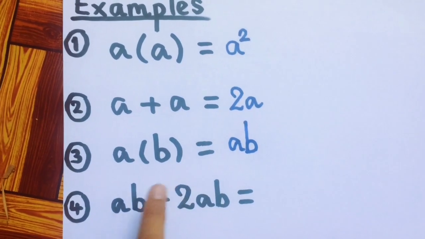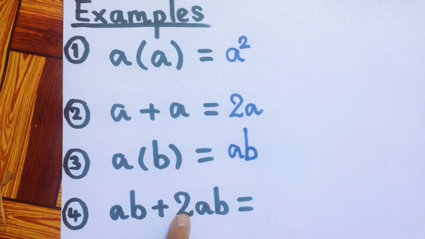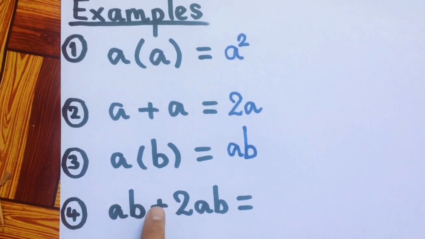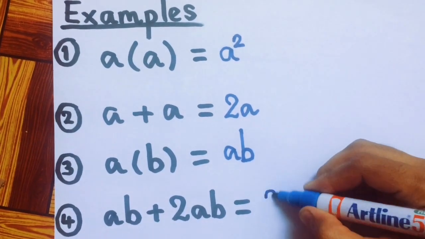And finally, for the fourth example, you have ab plus 2ab. For this expression, you have 1ab, and here you have 2ab. So 1ab plus 2ab will give you 3ab. So we're going to write 3ab.